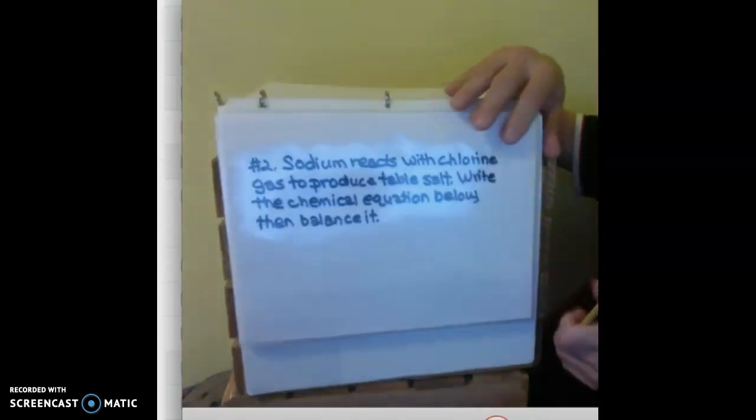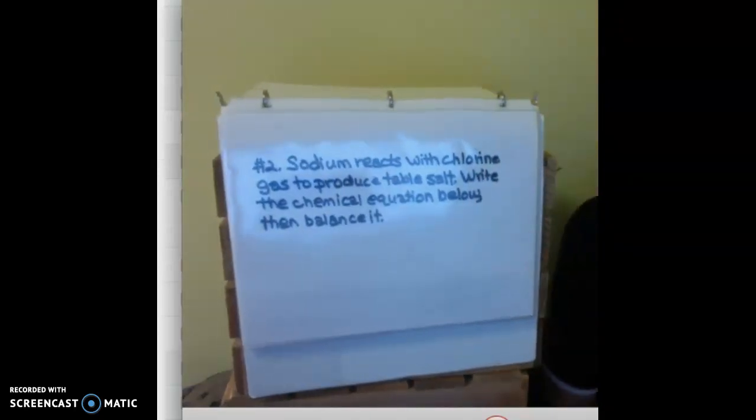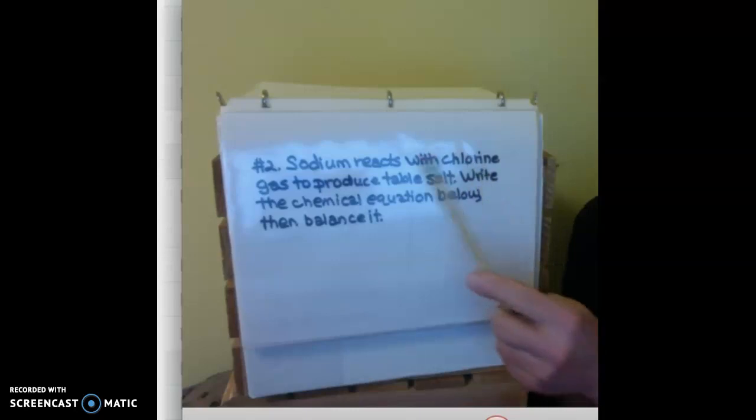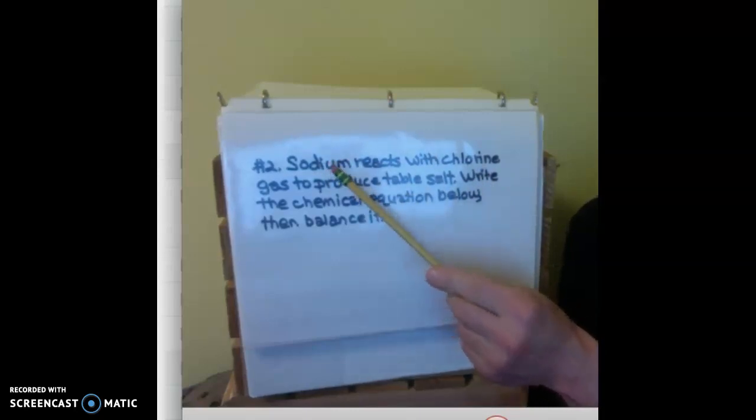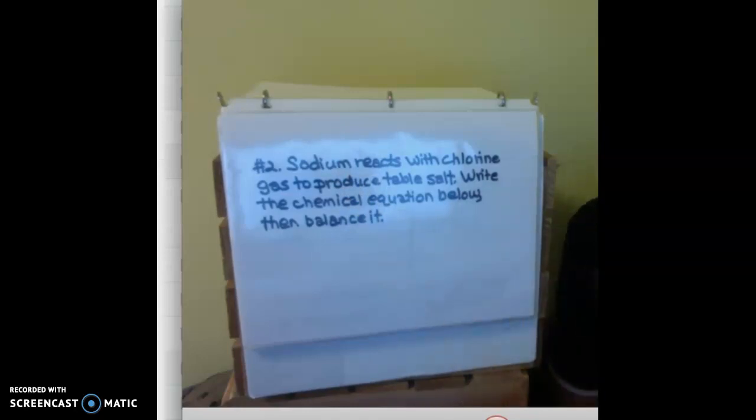Now you're going to have a simple one you're going to have to do. It says sodium reacts with chlorine gas to produce table salt. Write the chemical equation below, then balance it. So you'll see this. Sodium exists by itself, and you should know what the chemical symbol for sodium is. So it'll be sodium plus chlorine gas yields table salt, and you should know the chemical formula for table salt. So you should be able to balance that one. Use the same methods we did in number 1. You should have no problem.